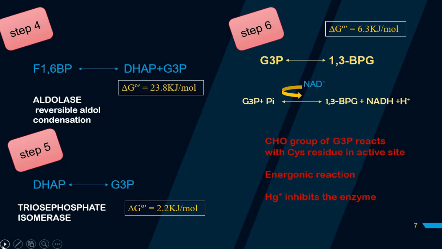That means it is a simultaneous reaction which produces NADH by consuming NAD+, and an intermediate carboxylic acid is also formed, so it is termed an energonic reaction. This reaction can be inhibited by inhibiting the enzyme. Mercury ions inhibit the enzyme. The amount of free energy liberated from this step is 6.3 kilojoule per mole.